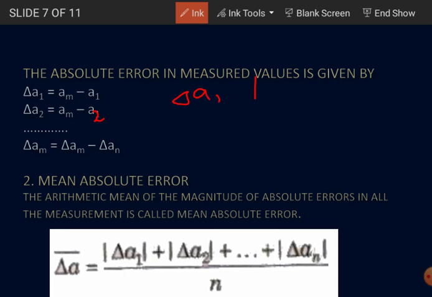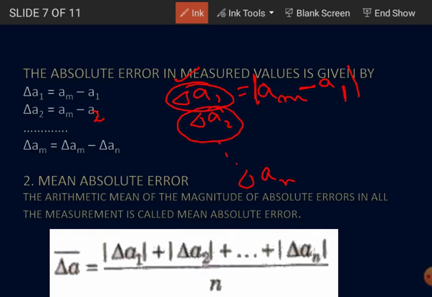Delta A1, delta A2, and so on up to what? Delta An. Got it? So this delta A is what? This is the absolute error of what? The difference of the true value and the measured value in the first observation. We call that the absolute error in the first measurement.